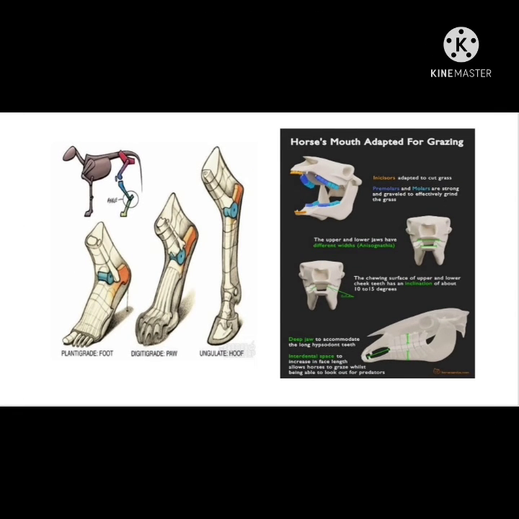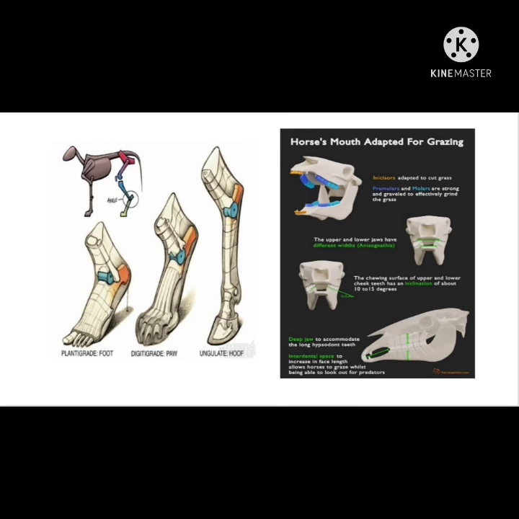Then take a look at the picture. We can see the plantigrade, digitigrade, and unguligrade foot. The dawn horse exhibits the digitigrade, which is a paw similar to dogs, while the Equus exhibits an ungulate foot or hoof that we can see in horses today.